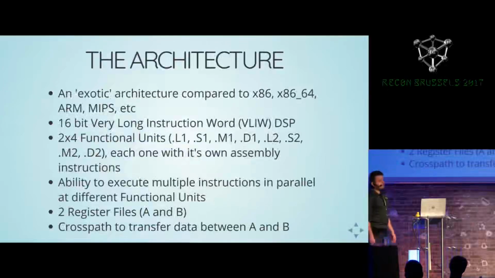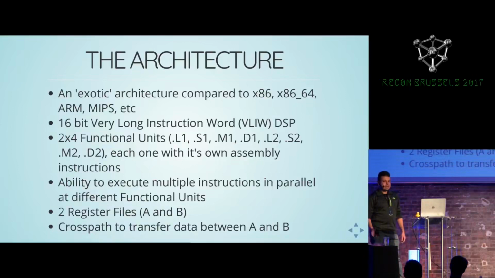The architecture is very exotic compared to x86, ARM, MIPS, anything I have seen at least. It's a very long instruction word DSP. It has 8 functional units. The functional units are something like mini CPUs inside the DSP. Each functional unit has its own assembly instructions. It can execute multiple instructions in parallel at different functional units.